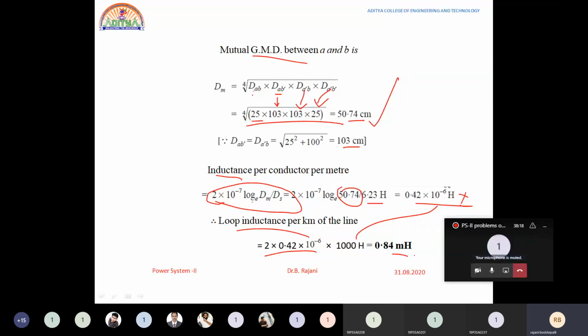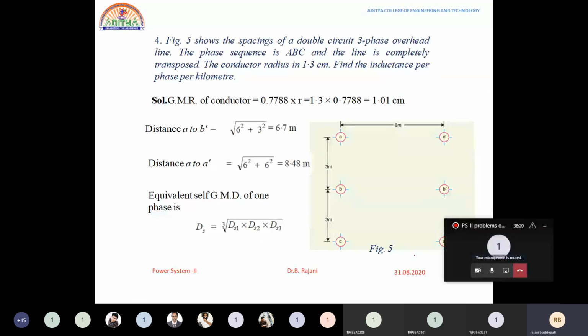This is also a simple problem. Let us go for a little complicated one. Not complicated, it is easy only if you understand the concept. Very, very easy. Now coming to this problem, which is very, very important.